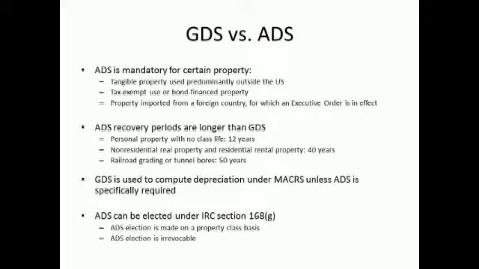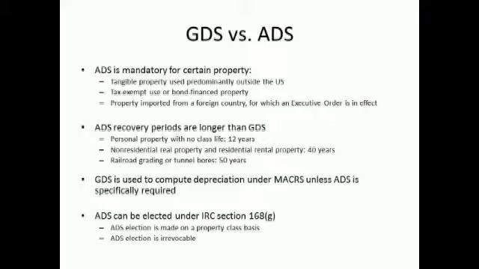ADS recovery periods are typically longer than those under GDS. For example, personal property with no class life is depreciated over 12 years under ADS versus the 5 to 7 years that would be used under MACRS. Non-residential real property and residential rental property is depreciated over 40 years instead of the normal 39 or 27 and a half years. And then railroad grading or tunnel bores is depreciated over 50 years.